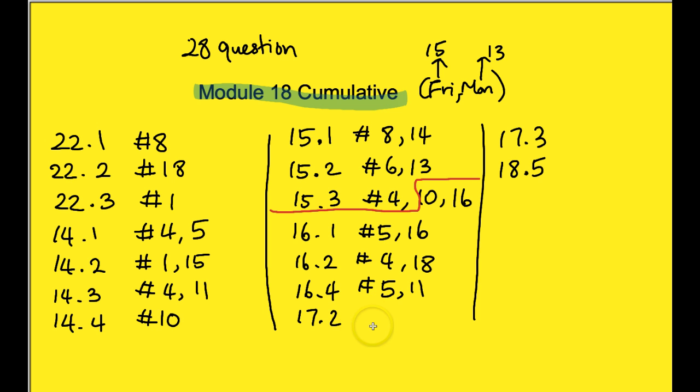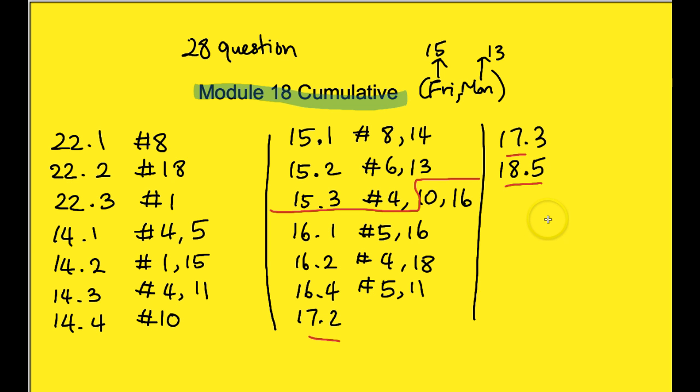I didn't write down the question numbers for 17.2, 17.3, and 18.5 because I remember I wrote it on the board, and quite frankly, I can't remember off the top of my head. But anyway, on Monday, there's going to be 13 questions. So you know that I'm going to select 5 questions from 17.2, 17.3, and 18.5 total.